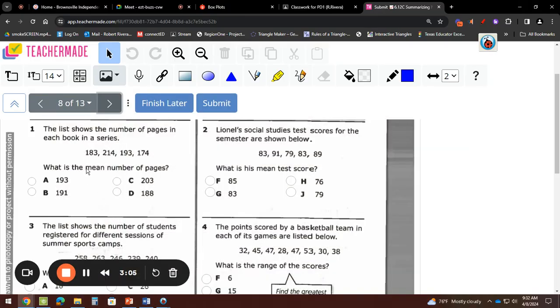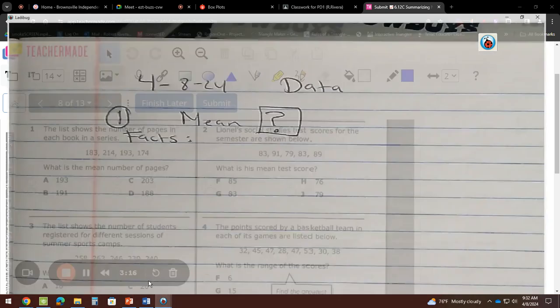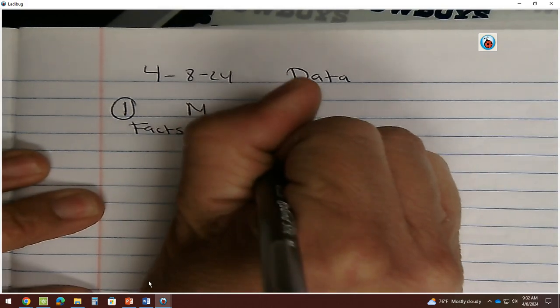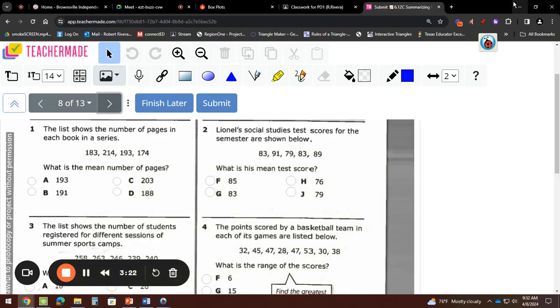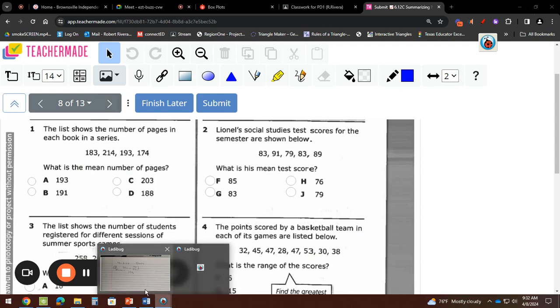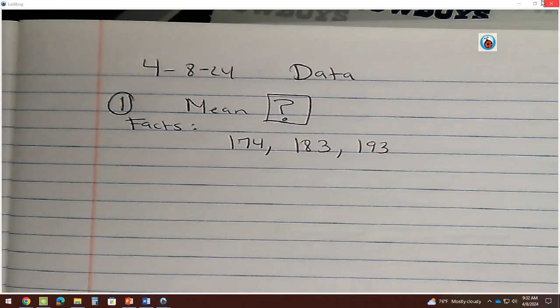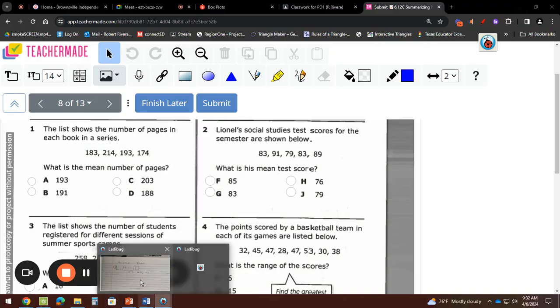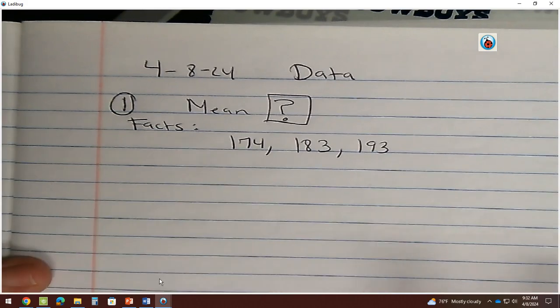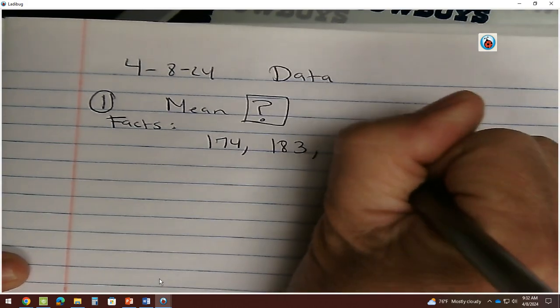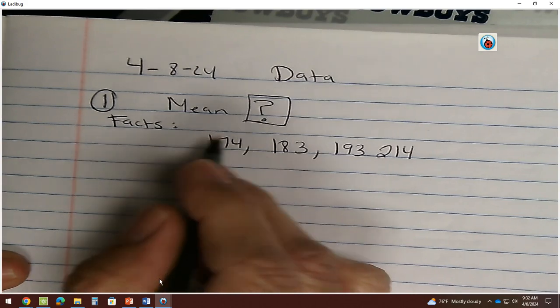My facts are that we have 183, 214, 193, 174. Mr. Rivera told you already to put them in what? So who will be the first one that I should write as my facts? 174. Comma. Next would be 183. Next would be 193. And the last one is 214. And that's what you want to do in the start. You have your own paper. It will be white, not with blank, but it doesn't matter. And you always want to start with my question. What do they want? The facts. What do they want?